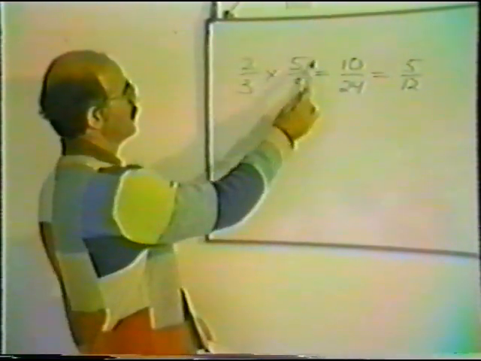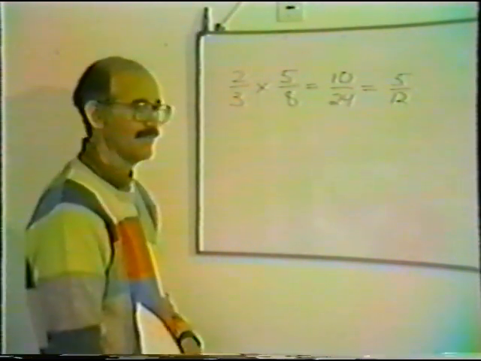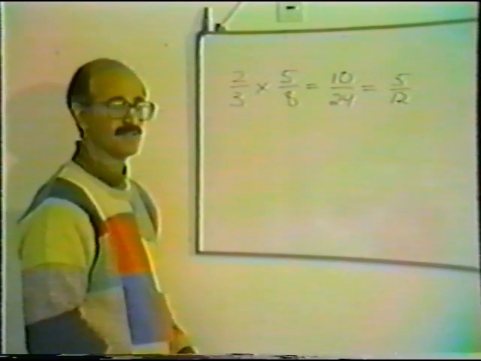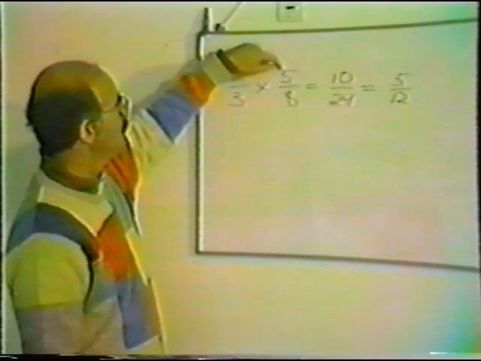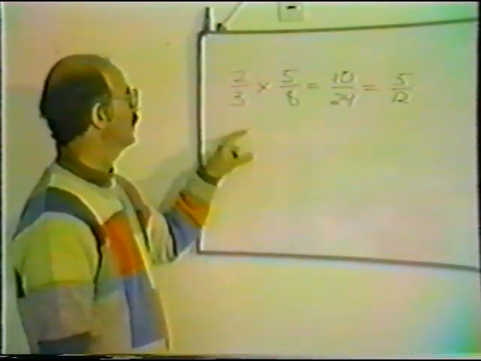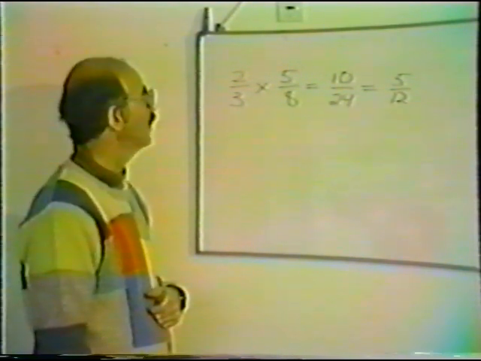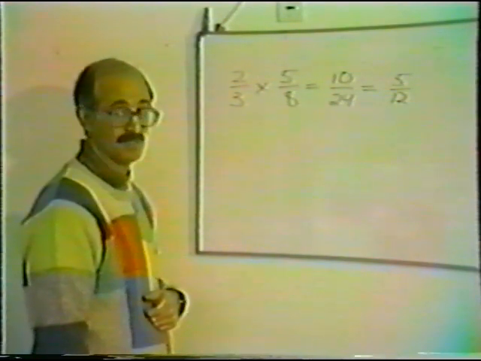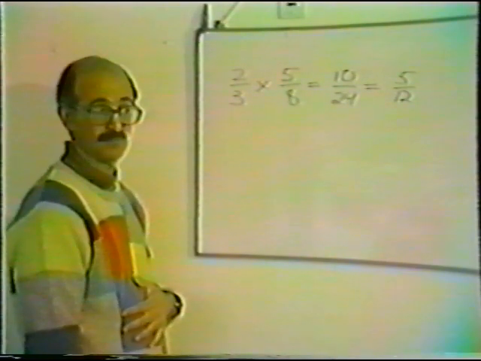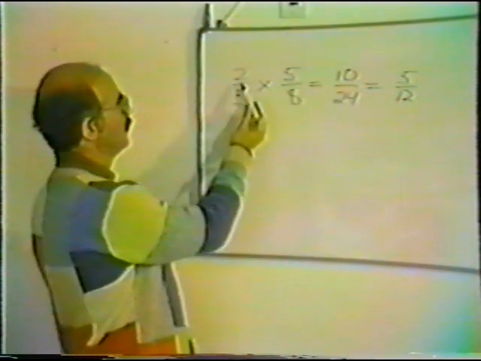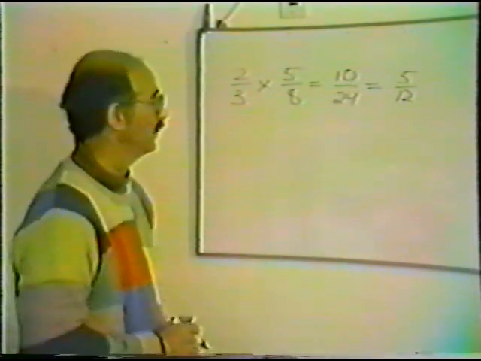Let's look at our original problem, 2/3 times 5/8, and answer this question. Is there a number that will go evenly into something on the top and something on the bottom? Yes. What number can go into something on the top and something on the bottom? 2. And what numbers can it go into? 2 and 8. We can hit the 2 and the 8 with 2. Let's do it.